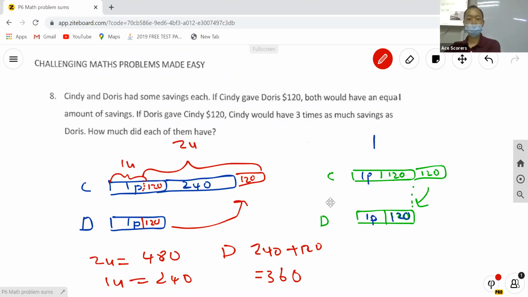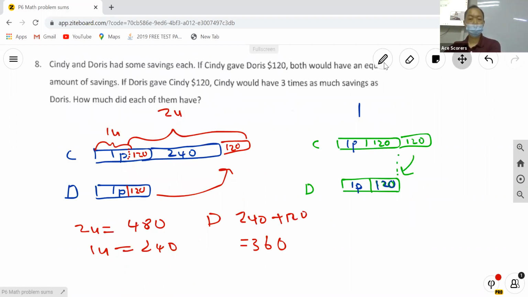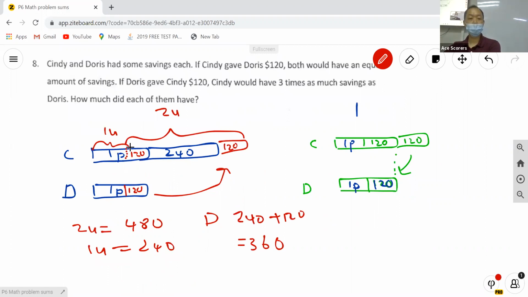Wait, why is 2 units the whole entire thing? I thought 2 units is just the 240. No, it's from here to here. Because this 120 comes here, this is 2 units. This little bit is 1 unit. This little bit here left is 1 unit.